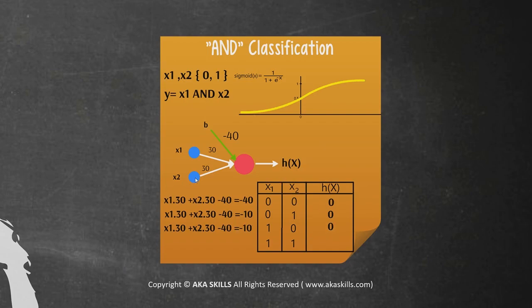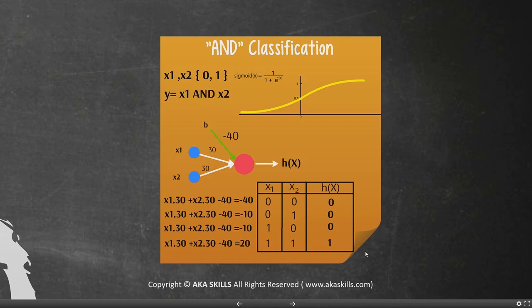And then we have 30 multiplied by 1, and 30 here multiplied by 1. That's all. When we add them together, that's 60 minus 40. That's 20. 20 is right here, really above 0.5. So our prediction is going to be 1. So 20, and the prediction is 1. And that's how we built our first neural network to do the AND classification, to predict the AND value of x1 and x2.